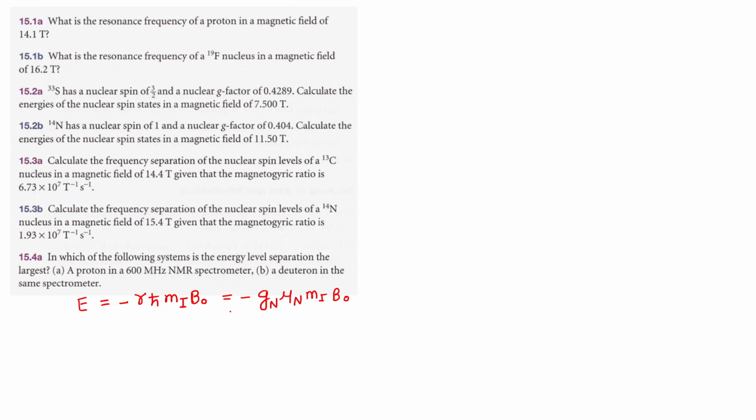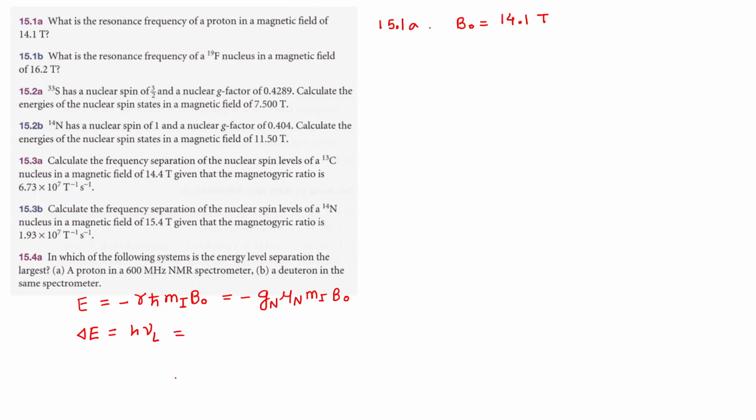So let's start with the first numerical problem, which is 15.1a. What is the resonance frequency of a proton in a magnetic field of 14.1 Tesla? So your B0 is given, that is 14.1 Tesla. What is the resonance frequency going to be? For a proton, there are two states, alpha and beta. So what is the energy gap between those? That is your delta E, and that is your Larmor frequency.